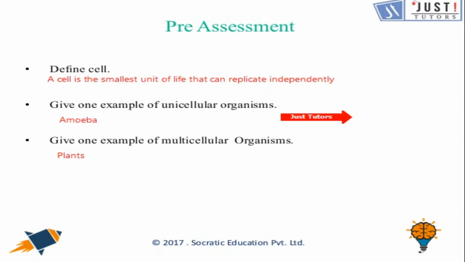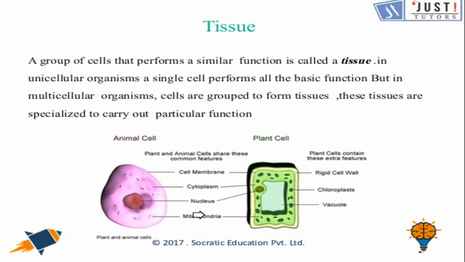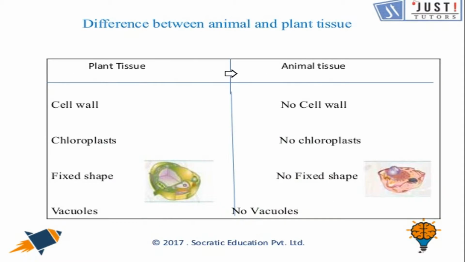Let's have a quick discussion about tissues. A group of cells that are specialized to perform a particular function forms a tissue. If we talk about unicellular organisms, a single cell performs all the basic functions, but in case of multicellular organisms, cells are grouped to form tissue, and then these tissues are specialized to carry out a particular function. You can divide tissue into two categories: plant tissue and animal tissue. In this video we'll focus on plant tissue.